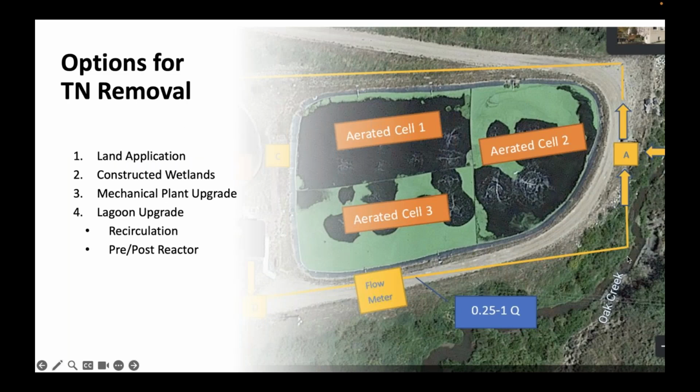So if you need to meet a total nitrogen limit, or you're thinking you might need to in the future, here are some possible options, and we'll talk through each of these. You can go to land application, construct a wetlands, replace your lagoon, or upgrade your lagoon. So it's kind of a standard set here.